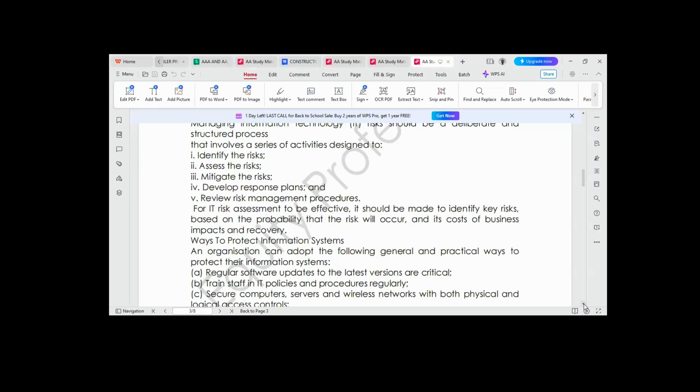Okay. Number three, IT policies can mean that we don't allow the use of what? Flash drives. Okay. Then one of the other ways you can protect your information system is to secure computers, servers, and wireless networks with both physical and logical access controls. Physical control means you put a lock and key, you put it in place under restriction. Okay. The logical access control. Logical access means you are going to use passwords or you use what we call, what do you call this thing?